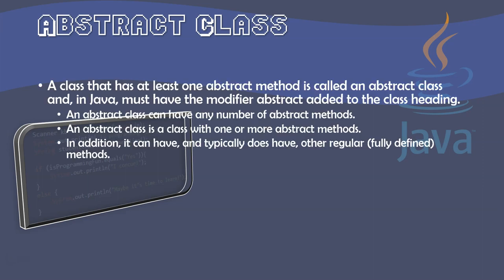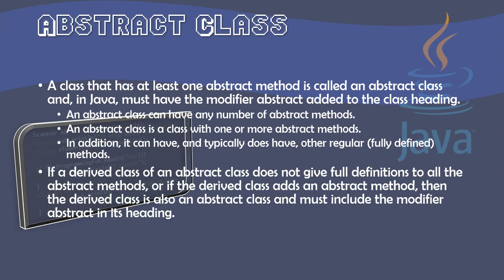Now, an abstract class is a very similar approach. The biggest thing to know is that an abstract class is a class that has at least one abstract method. Pretty easy to remember. And of course, the modifier abstract has to be added not just to the method heading, but also to the class heading. So an abstract class can have any number of abstract methods. An abstract class typically has one or more abstract methods, and it typically also has regular, fully defined methods.